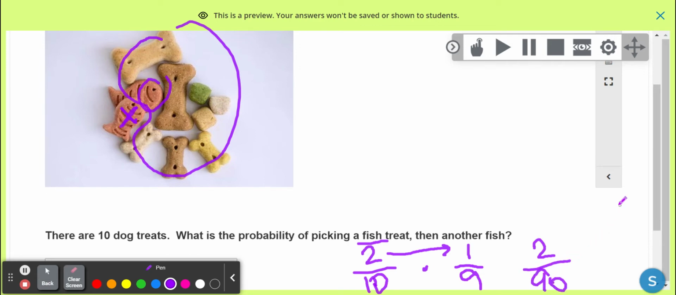You do not need to simplify your answer. So this is what you're going to put in that final box. And so when you put it there, you can do 2/90. And this slash is the same as the question mark button on your keyboard.